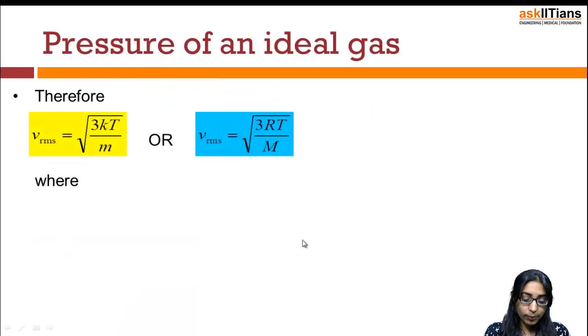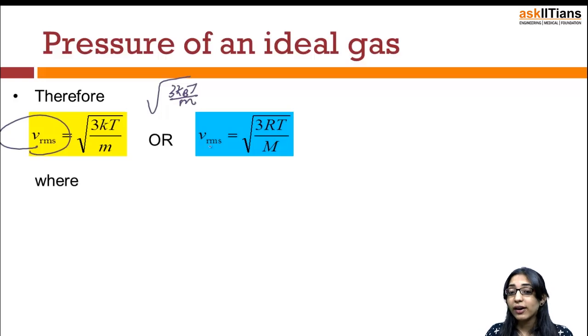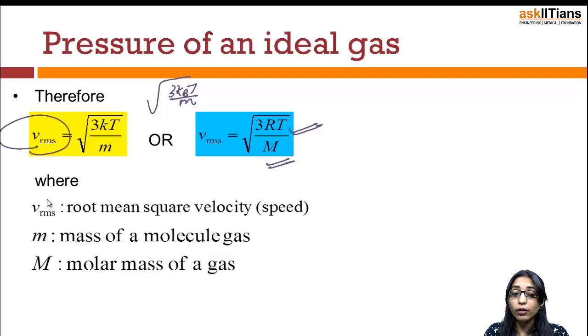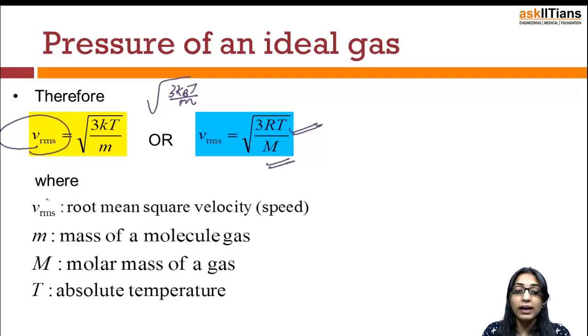So, once we got up to this point, we can very easily say that Vrms is nothing but the square root of the earlier value. So, it will be root 3 kBT over m, or this Vrms can also be written as under root 3RT by capital M. So, we must keep in mind what we mean by these four symbols.